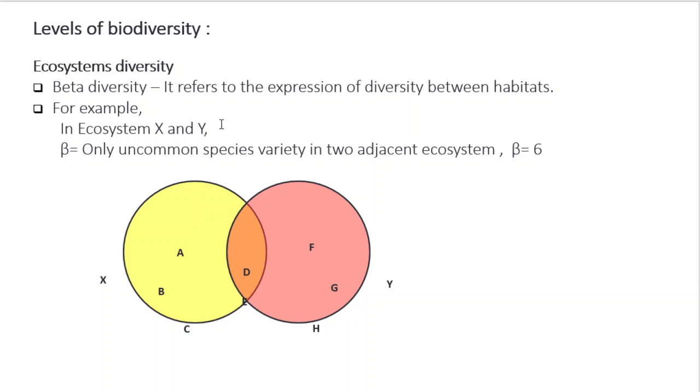What's happened in this ecosystem? Suppose we consider there are two ecosystems that is shown in red color and yellow color. What's happened in the ecosystem? D is common to both ecosystems, which can live either in the yellow ecosystem or the red ecosystem. But B is the species which can live in a unique ecosystem, which cannot go to the combined ecosystem or red ecosystem, which only lives in the B ecosystem. That's nothing but the beta diversity.